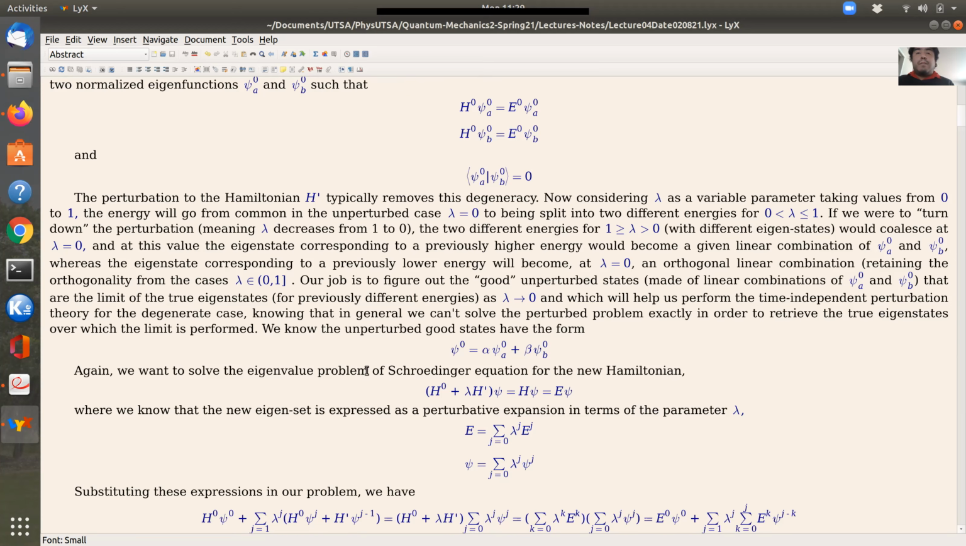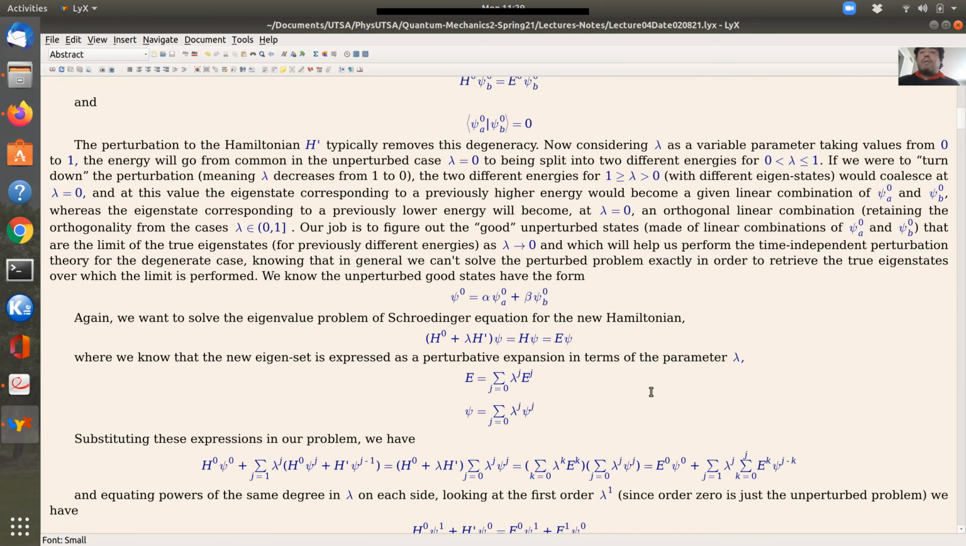And we have a new Hamiltonian. We want to solve the eigenvalue problem of the Schrodinger equation with this new Hamiltonian: the unperturbed Hamiltonian H naught plus lambda, a controlled parameter that we are tuning, turning on and off from 0 to 1, times H prime, the perturbation Hamiltonian. At the end of the day, we'll make lambda equal to 1. Just wait for that at the very end. So that is H, and we want to solve the eigenvalue problem.